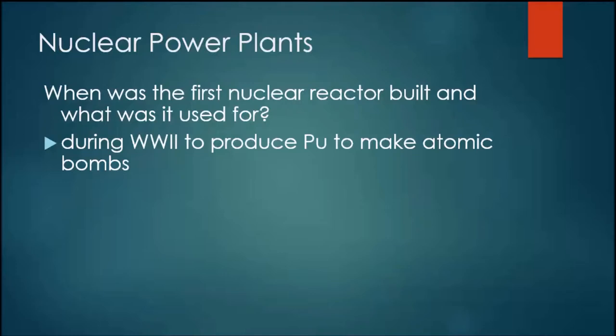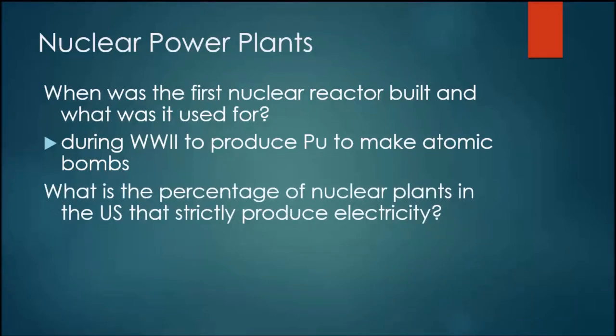It was a breeder reactor. Its whole purpose was to make plutonium. It was a small one, and it really wasn't going to produce enough plutonium. So in Hanford, Washington, that's where they made a much larger version of X-10 in order to produce the plutonium they needed for one of the bombs.